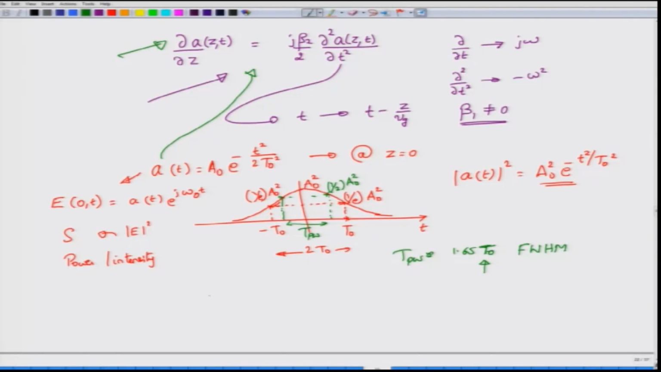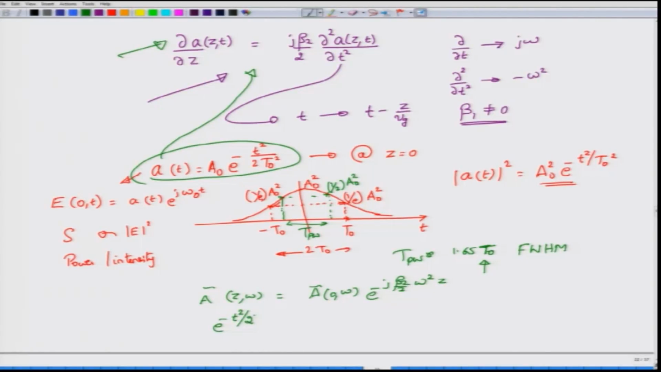So, I am going to write down that the pulse at z omega, maybe I should have used a capital A here, let me go back and use a capital A, is given by A of 0 omega, which is the Fourier transform of A of t, multiplied by e power minus j beta 2 by 2 omega square z. What is the Fourier transform of a Gaussian pulse? I know that the Fourier transform of a Gaussian pulse is also Gaussian, but it is also important to know the expressions. Okay. So, roughly e power minus t square by 2 t 0 square.